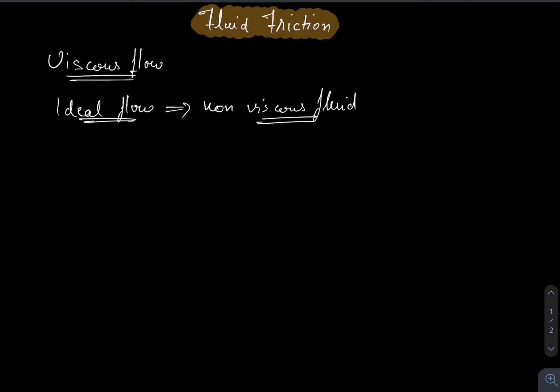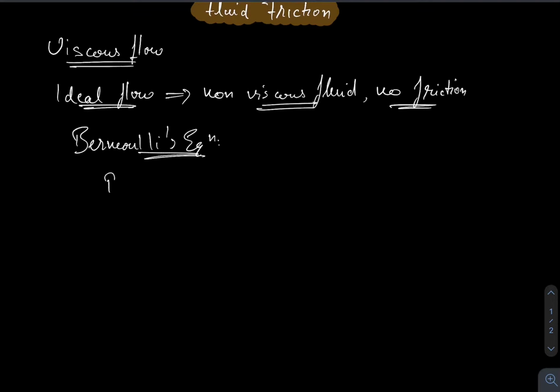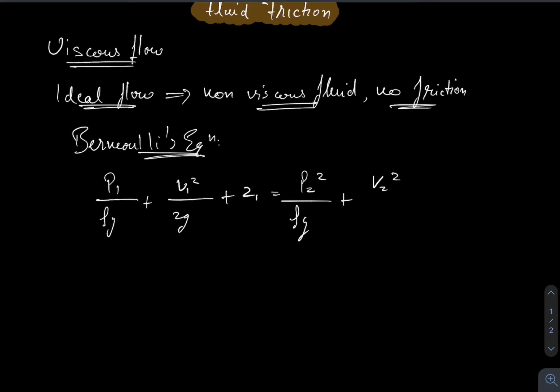Viscosity was assumed to be 0. We have assumed that no friction is there, that friction is absent in our flow. Remember, we wrote the Bernoulli's equation: P1 upon rho g plus V1 square by 2g plus Z1 is equal to P2 upon rho g plus V2 square by 2g plus Z2.